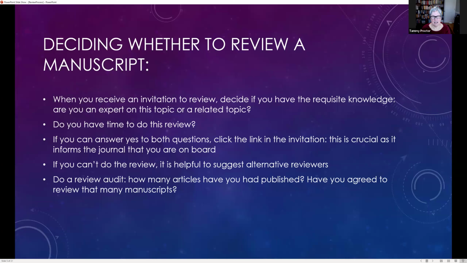And then I think this question of, I guess it's sort of an equity question, the do a review audit. Have you agreed to be part of a scholarly community and reviewed articles in sort of the same way that you've been submitting them, asking others to review your own work? So think a little bit about reciprocity, I guess.